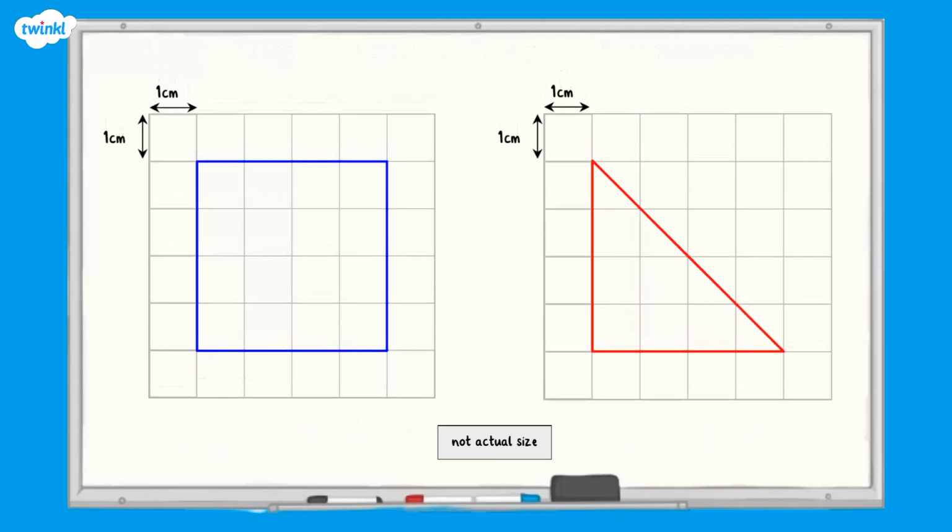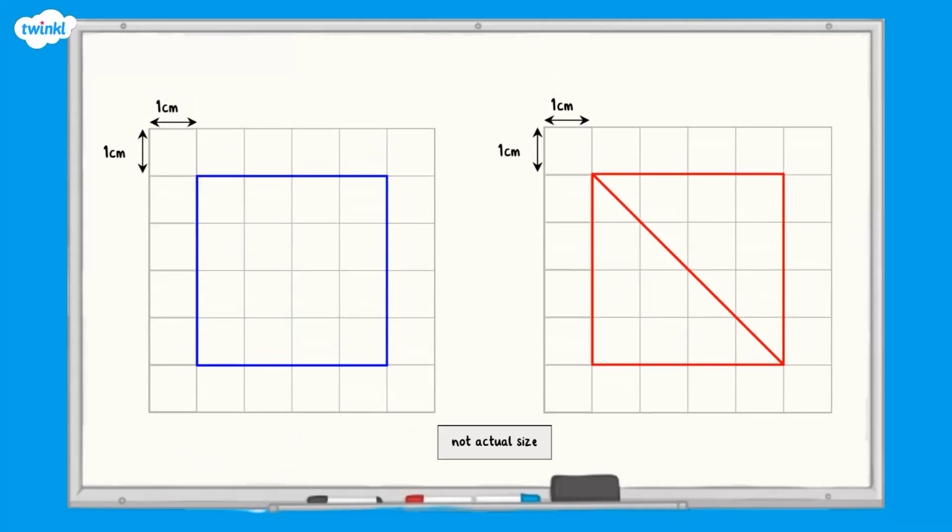If we put 2 identical triangles together, we can see that they have the same area as the rectangle. Do you think this is always true? Make sure to watch our area of a right-angled triangle video to find out more.